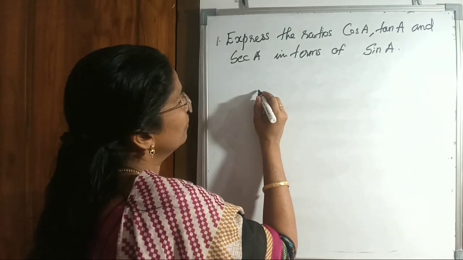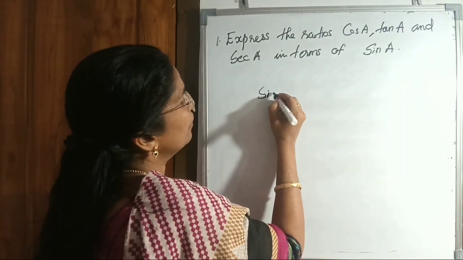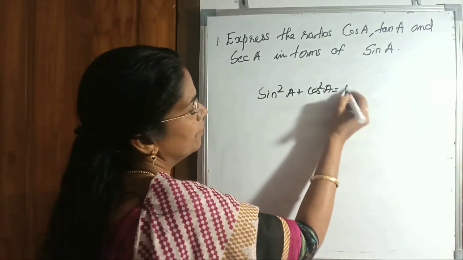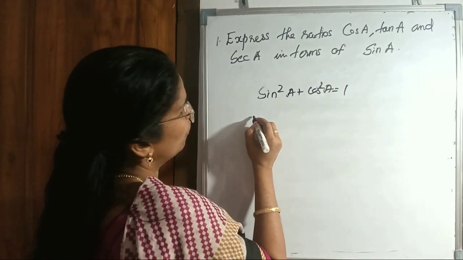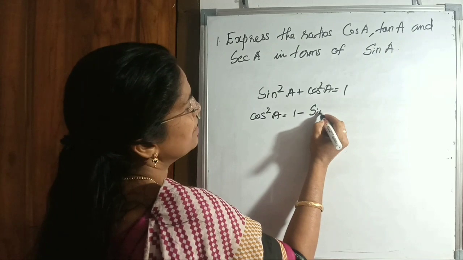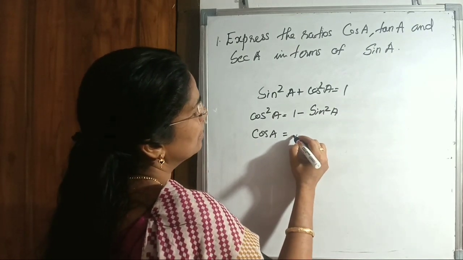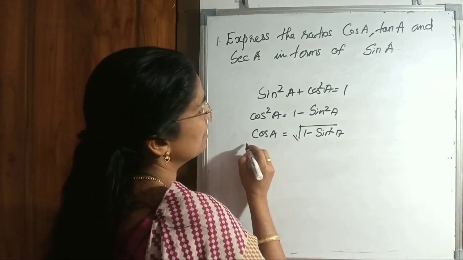So as we know, for the first one, cos A, the identity is sin² A + cos² A = 1. This we learned. So we need cos. So cos² A we can take as 1 − sin² A, or cos A we can write as root of 1 − sin² A. This is the first answer.